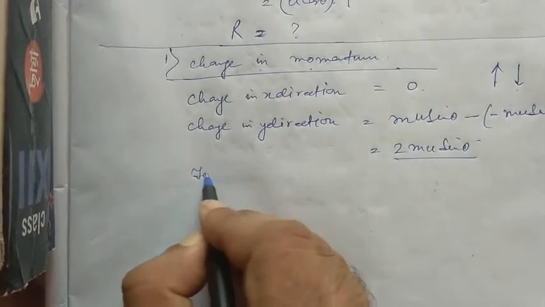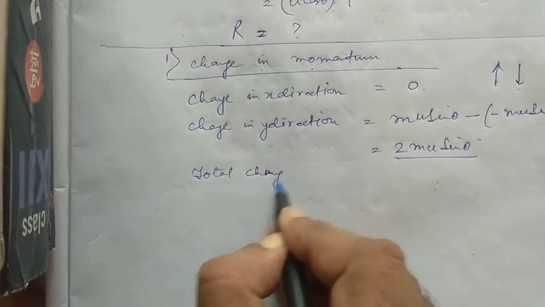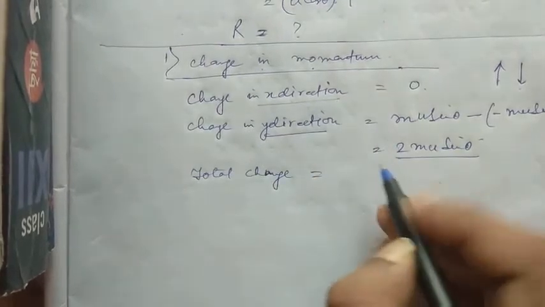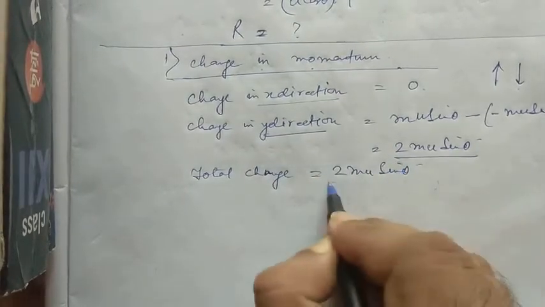So the total change is only along the y direction and there is no change along the x direction. So the total change will be 2 m u sin theta.